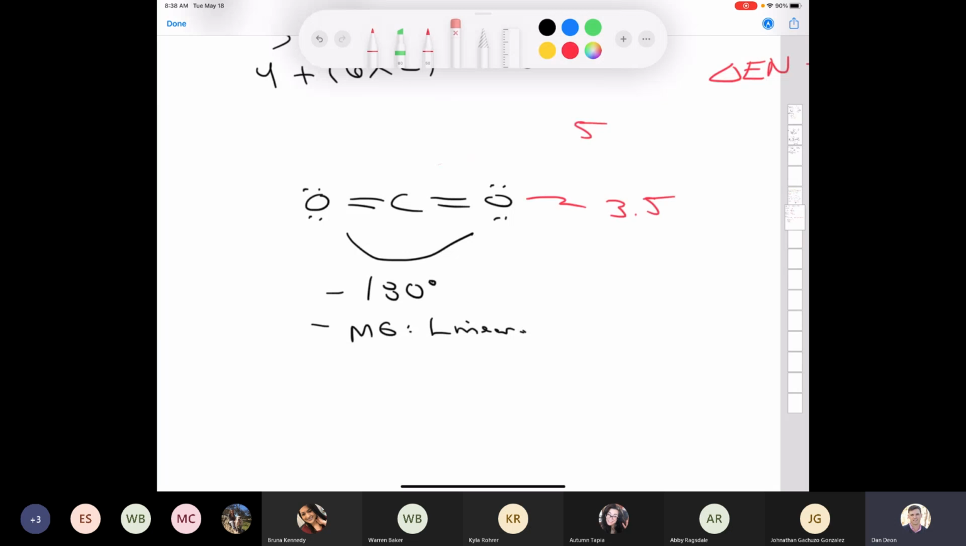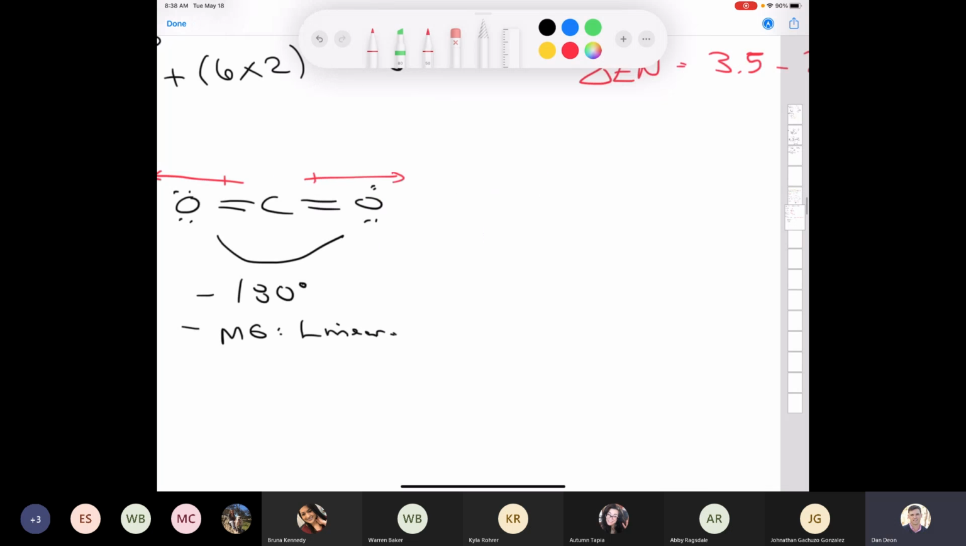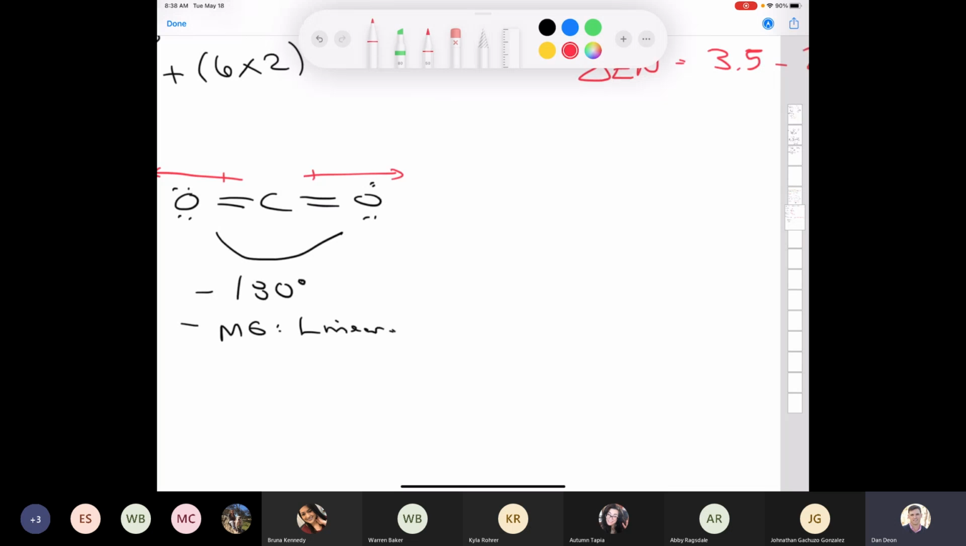But since the molecule is linear, you have a big dipole going this way, but you have another one that's going in an equal and opposite direction. Right? If you tally up those two dipoles, if you add them together, what's going to happen? They're going to cancel each other out. So we'll just put here dipoles cancel. Nothing more than that.